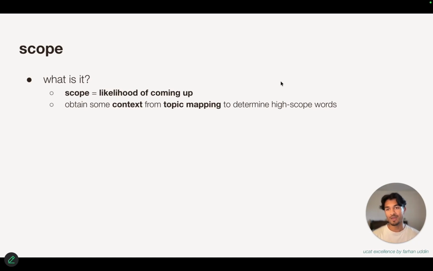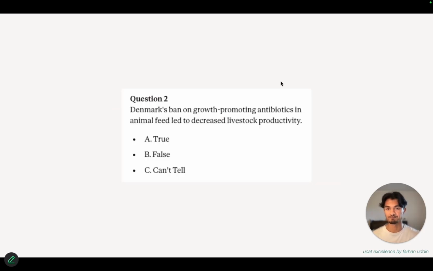So the way that you decide what's low scope and high scope is obtaining some context from topic mapping to determine which are the high scope words you want to avoid. If you don't know what topic mapping is, I've already got a video on it, go and watch that, but it essentially helps you scan faster. So I want you to have a look at this question now and think, what are going to be some high scope and low scope words? Same passage that we just worked on.